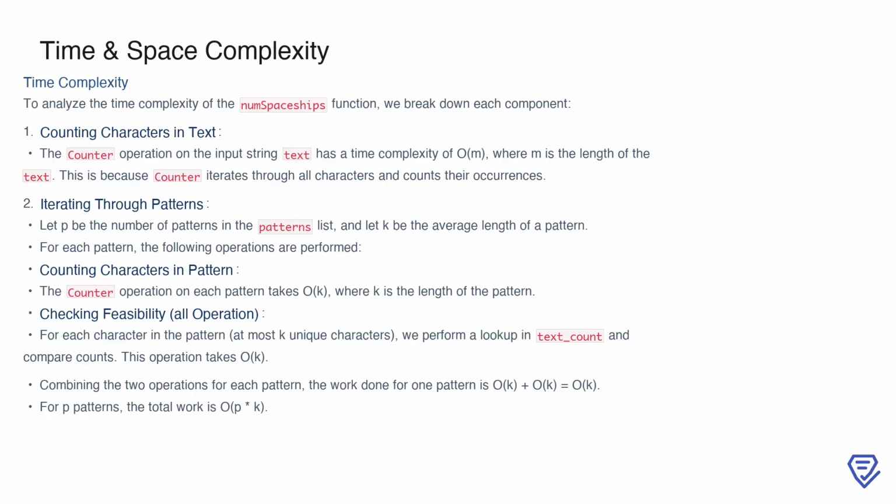The second is the feasibility check, where we compare character counts between the pattern and the text. For at most K unique characters in the pattern, this involves a lookup and comparison, which also takes O(K). Combining these 2 operations for one pattern gives O(K) plus O(K) equals O(K). Since there are P patterns, the total work for this part is O(P * K).